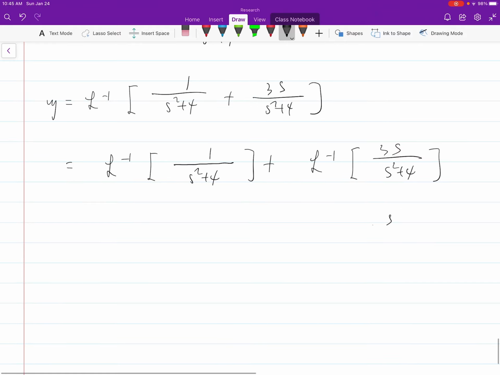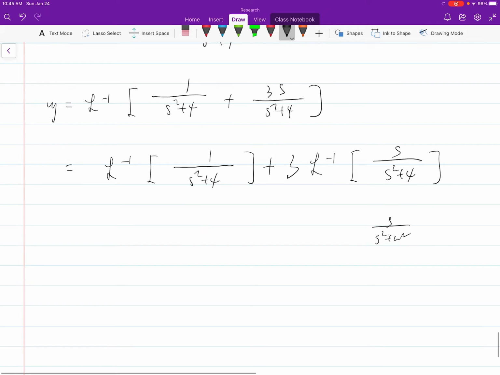First, for cosine, you need s over s squared plus omega squared, therefore you just put a 3 in the front. For sine, you need omega over s squared plus omega squared, therefore this one is going to be 2 over s squared plus 4. That is going to give you the sine. So you have to make a 2 here, then just make a 1/2 on the outside to make sure you still have 1. So the final answer is going to be 1/2 sine 2t plus 3 cosine 2t.